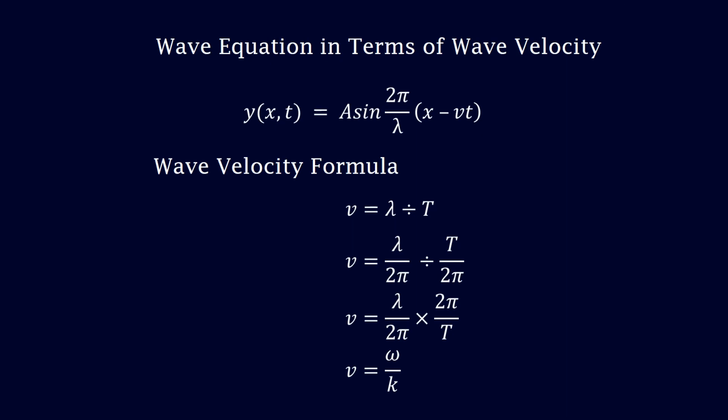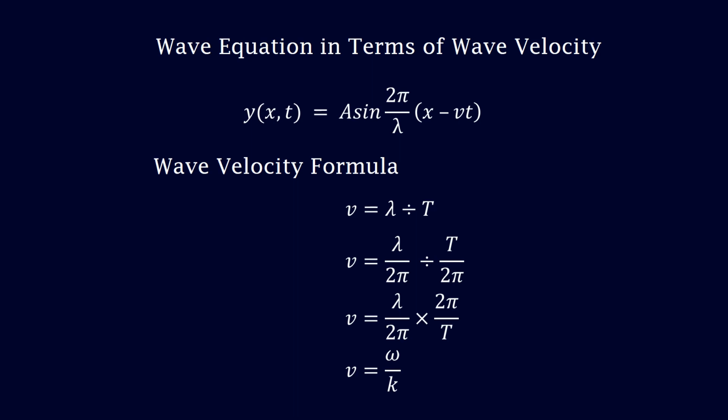Now we will further obtain the wave equation in terms of wave velocity. The velocity of a wave is given by the equation λ/T. Therefore, replacing λ/T in the previous equation, we get y(x, t) = A sin[2π/λ (x − vt)].